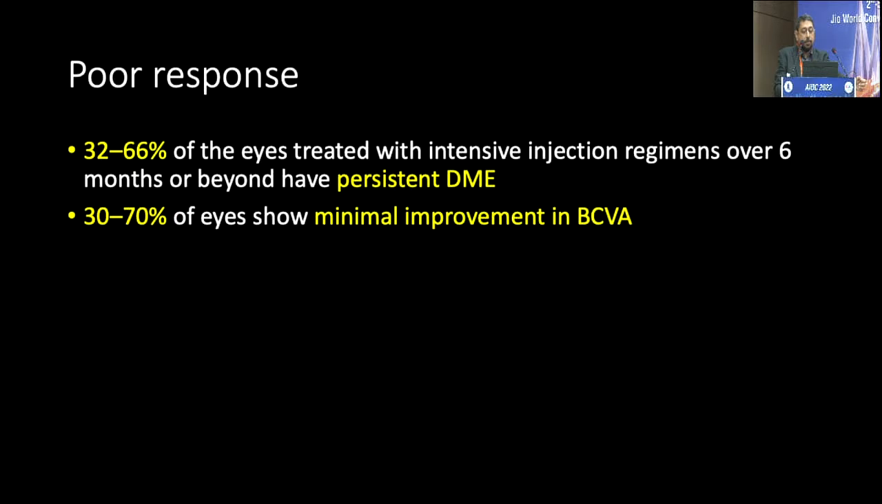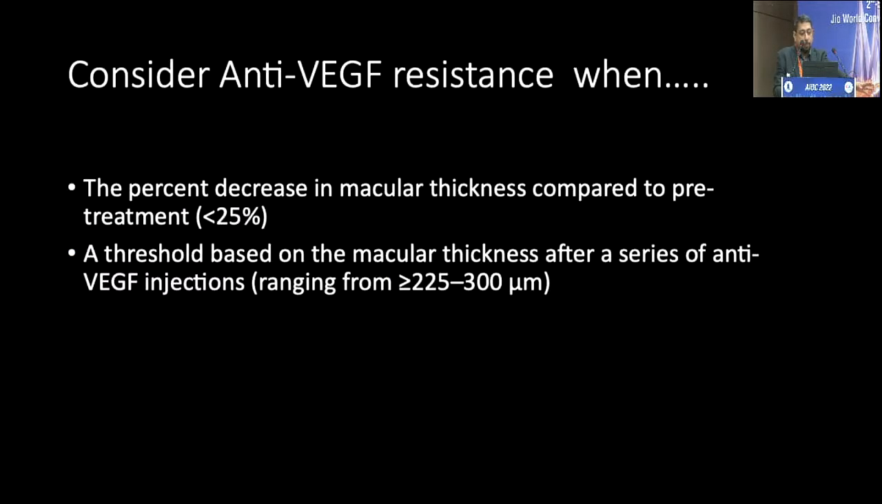Now let's define poor response, okay? So essentially, if you look at the figures, roughly 70% of people have either a poor visual response or a poor OCT response. That's a really important fact to know, that a patient coming to you with DME, 7 out of 10 chances he'll still have DME after you try your best with him. So when do you consider anti-VEGF response?